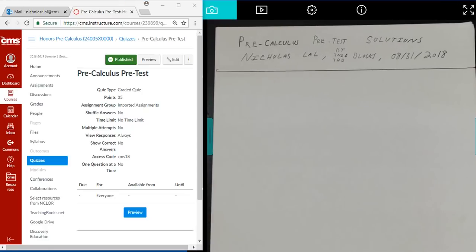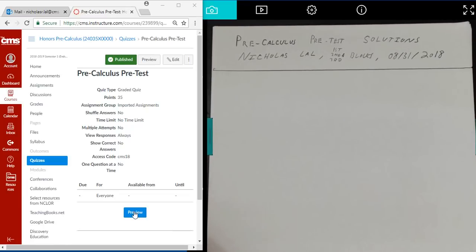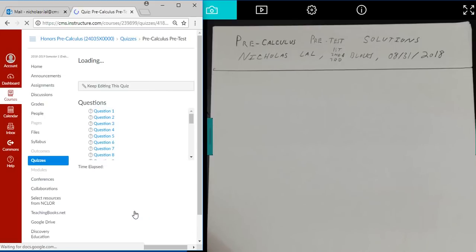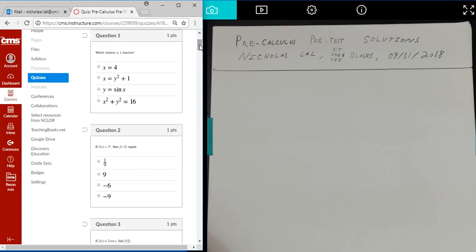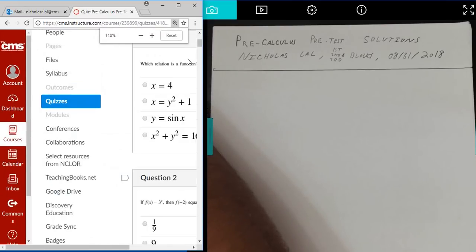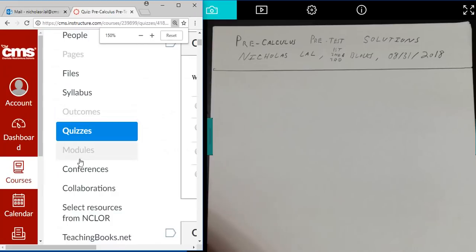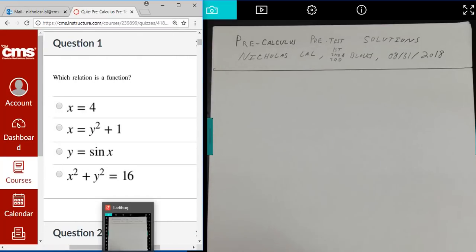Okay, sorry about that, just adjusting the camera. Alright, so let's start and preview the examination. Okay, so for question 1, which relation is a function? Let me see if I can zoom in here. Which relation is a function?